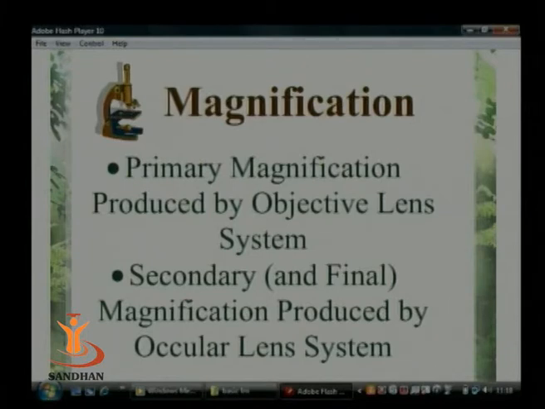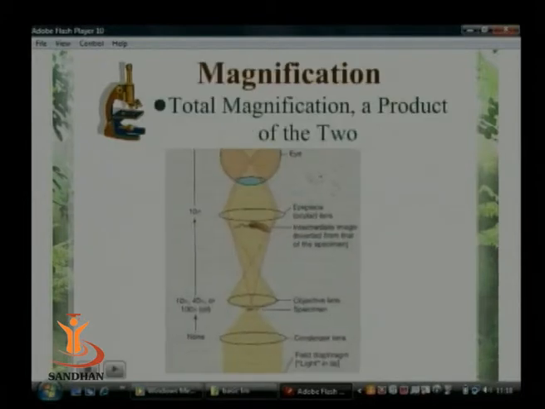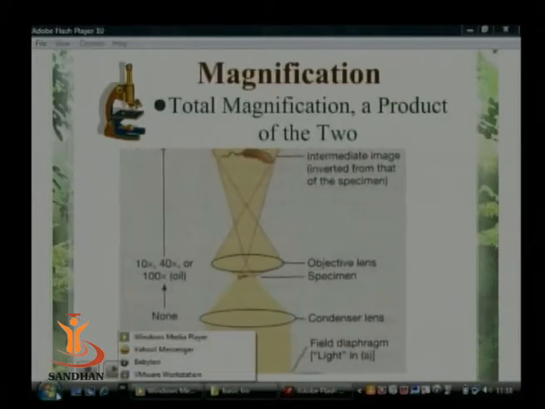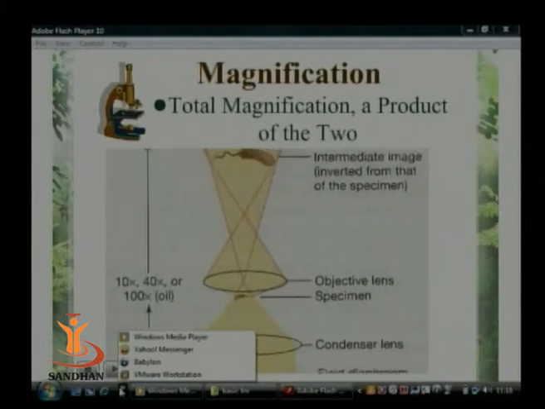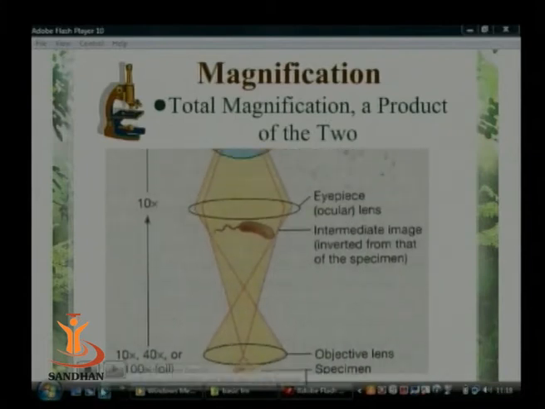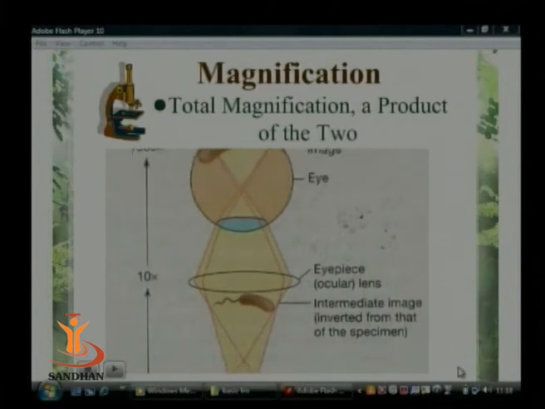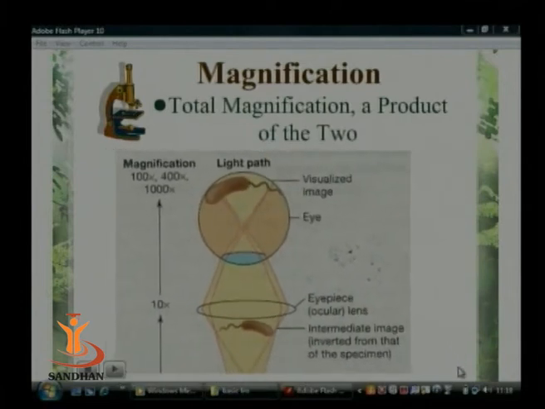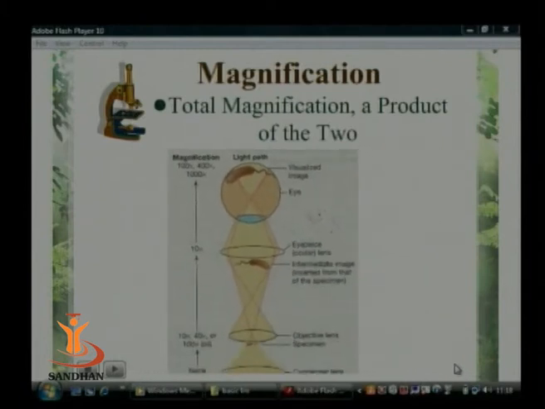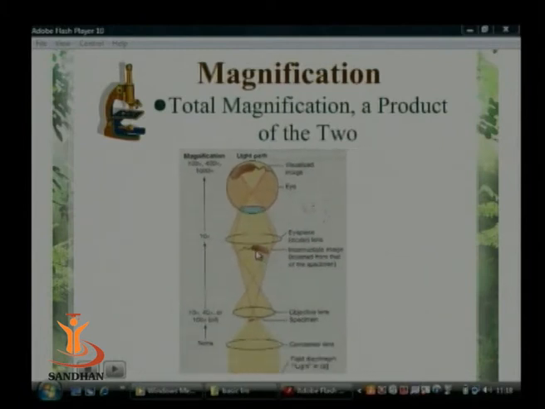Now this will be very clear in the next slide, where you can see the actual path of the light rays. Here you can see the light coming from the condenser lens. It passes through the object, and after passing through the object, it passes through the objective lens where the primary magnification is achieved. Then the light rays finally pass through the ocular lens, where the final magnification is achieved, which we can see in the form of the virtual image.